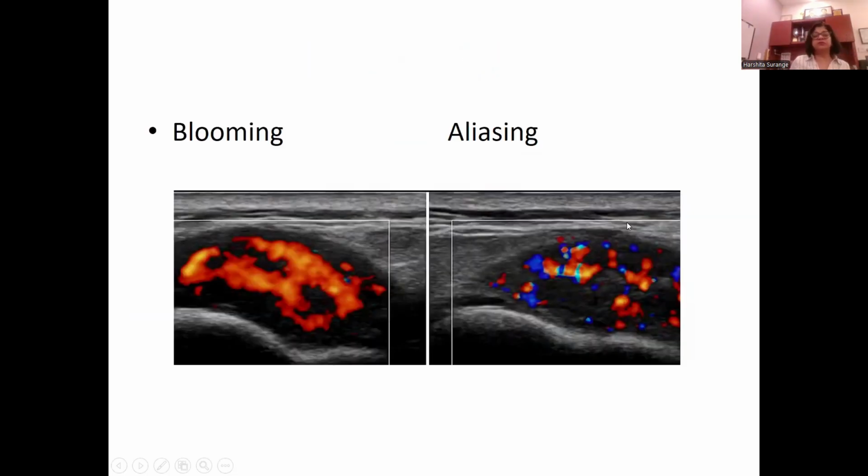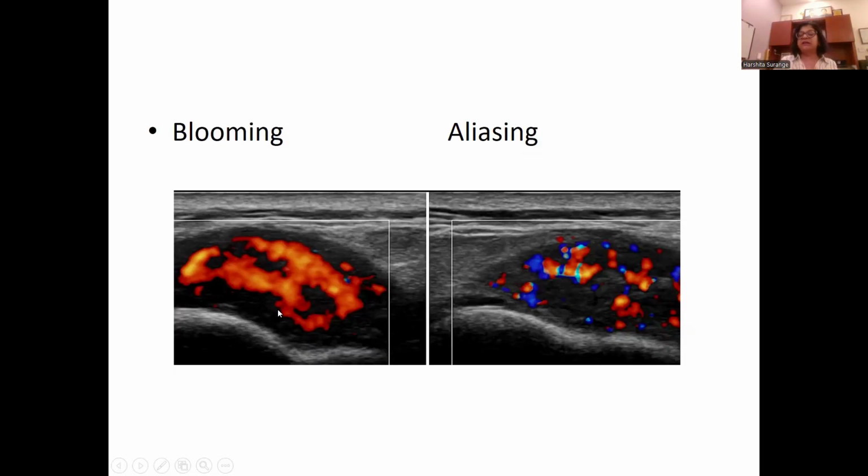Then there's something known as blooming and aliasing. These are two artifacts seen in the color Doppler. Now, what is blooming? Blooming is too much brightness. When there's too much brightness, there's too much blood flow, and the entire joint appears anechoic and filled with blood.